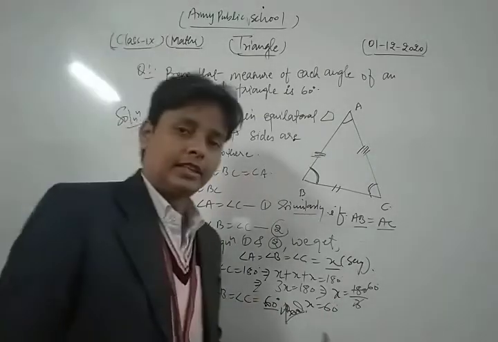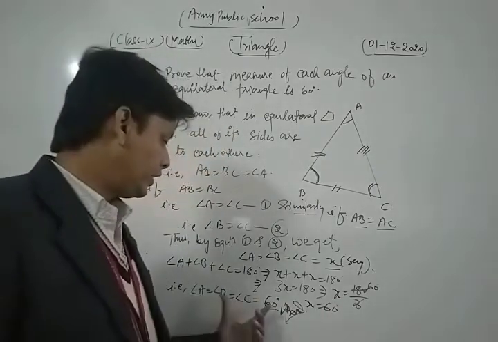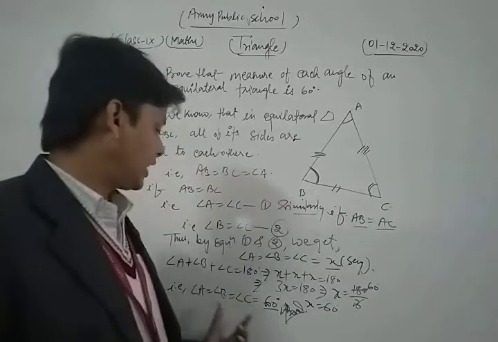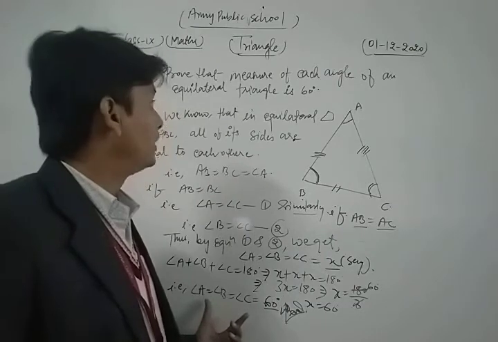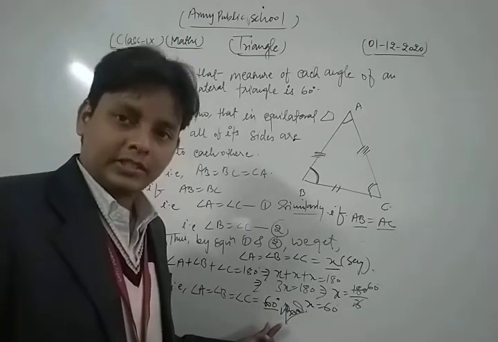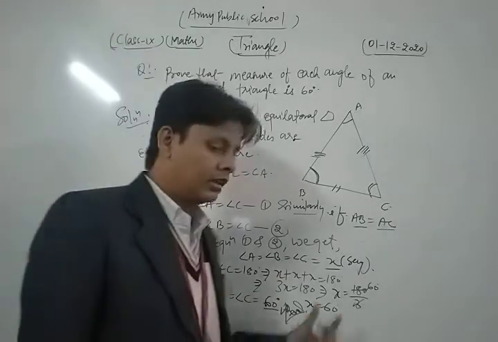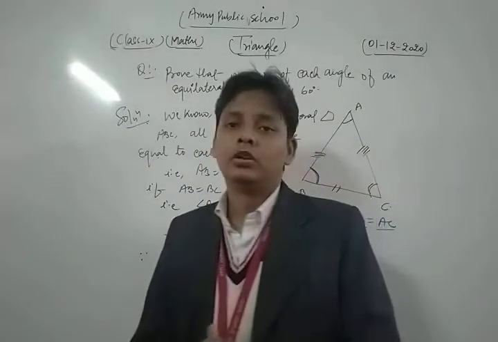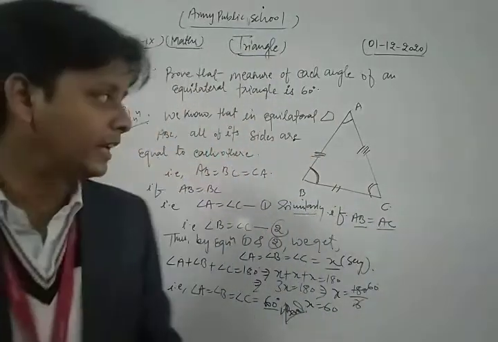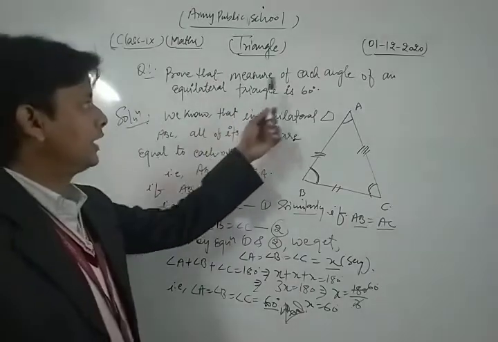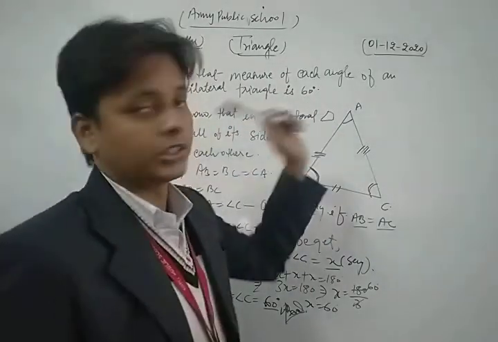Thus, in this way, we have shown that the measure of each angle of an equilateral triangle is 60 degrees. Dear students, you should do more and more practice of this type of question. Now let's see once more. In that question, we have to show that the measure of each angle of an equilateral triangle is 60 degrees.